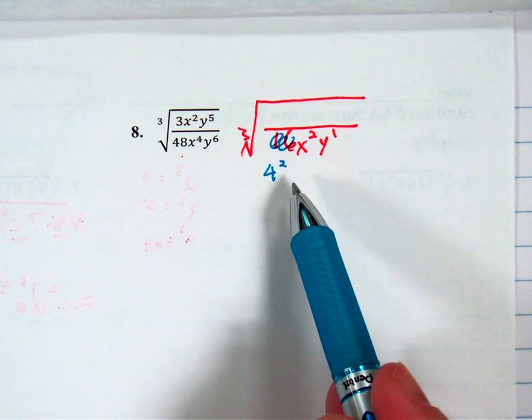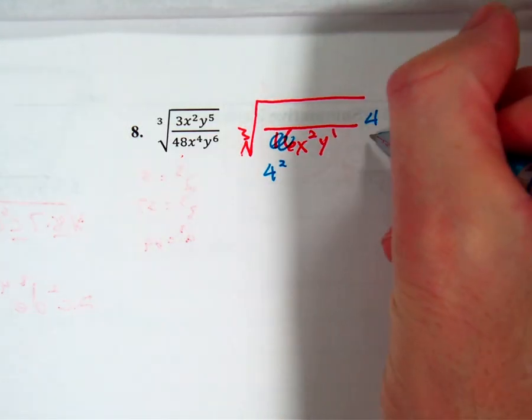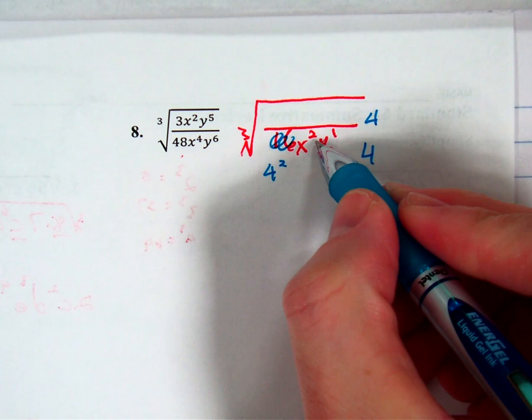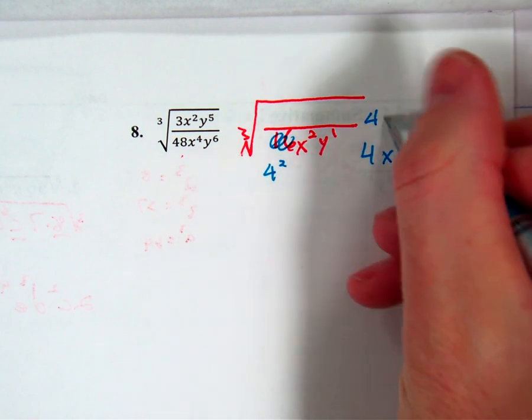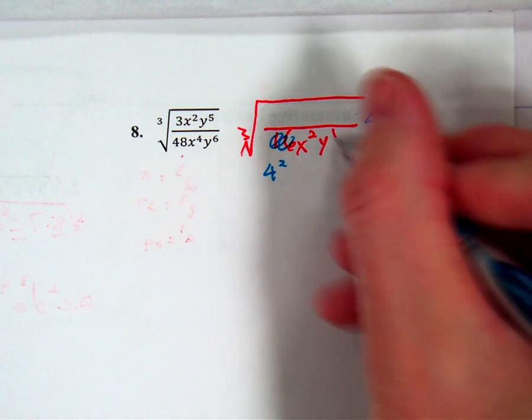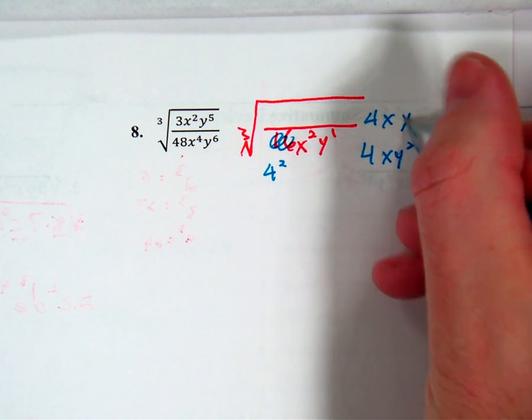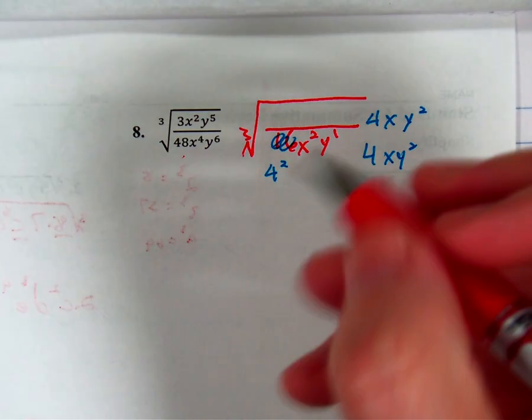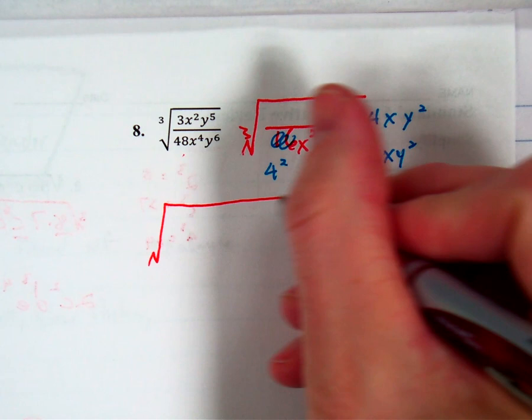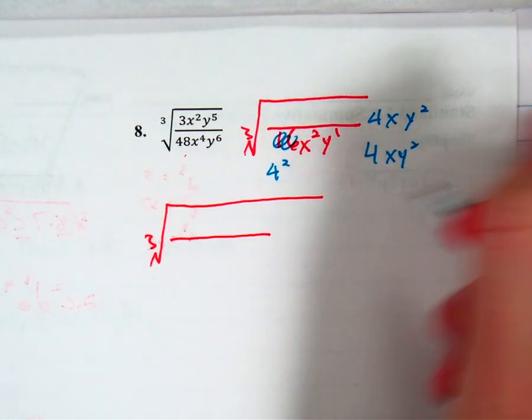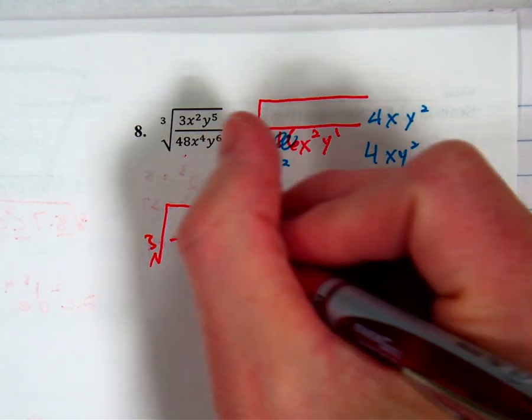Okay, so we need one more 4, top and bottom. We need one more x, top and bottom. And we need 2 more y's. So now we have cube root of 4xy squared.